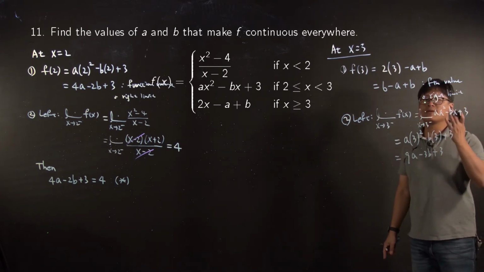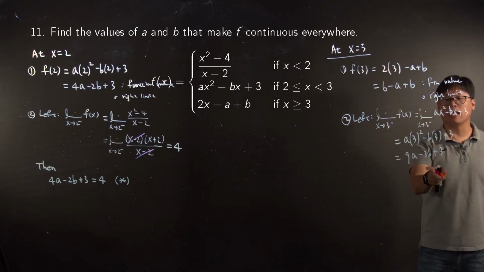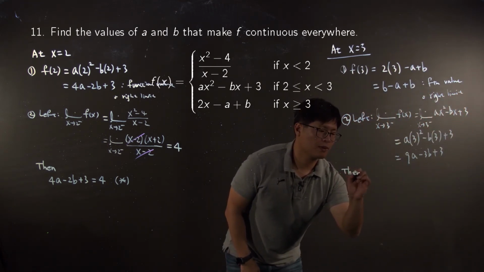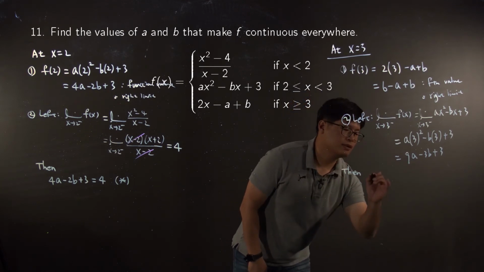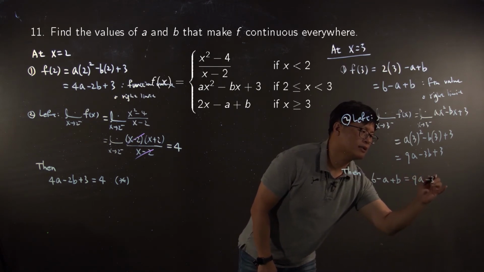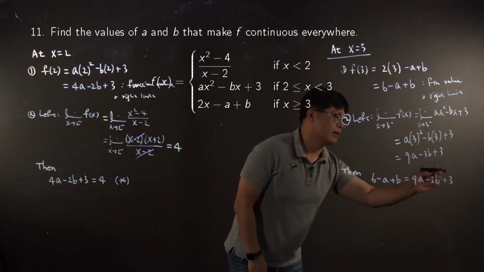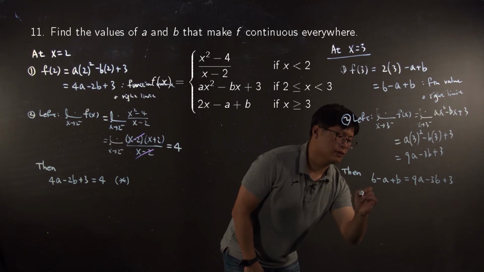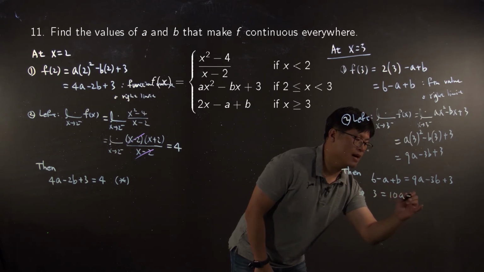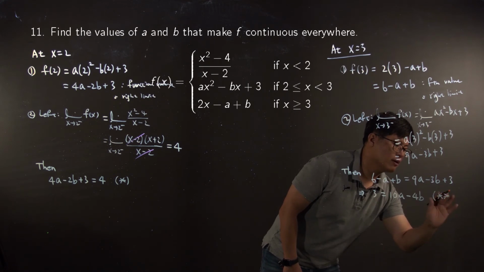Again, we have to make it continuous at this point, which means your function value, right limit, and left limit must be equal to each other. So I can say 6 minus a plus b must be equal to 9a minus 3b plus 3. Let me move everything to the right-hand side and the number to the left-hand side. Then this will be 6 minus 3, which is 3, equal to 10a minus 4b. Let's call this the double star equation.